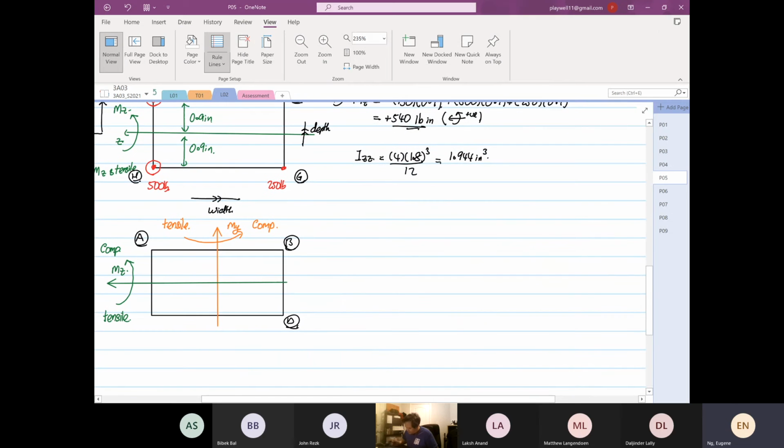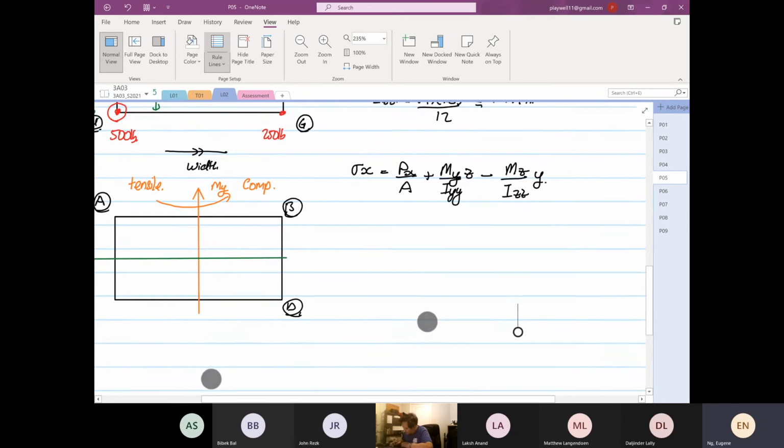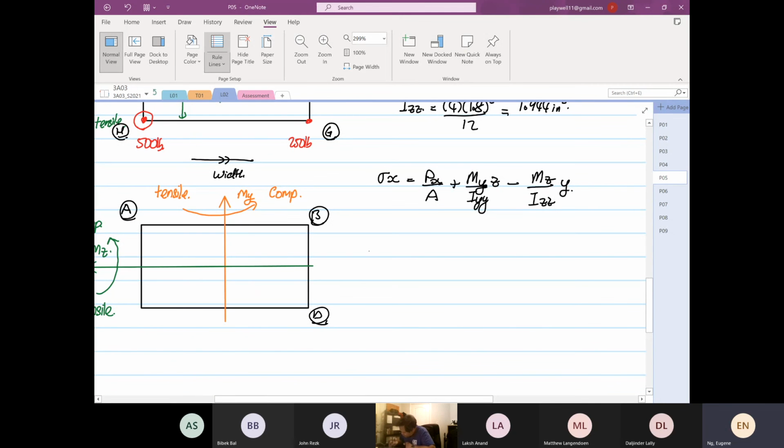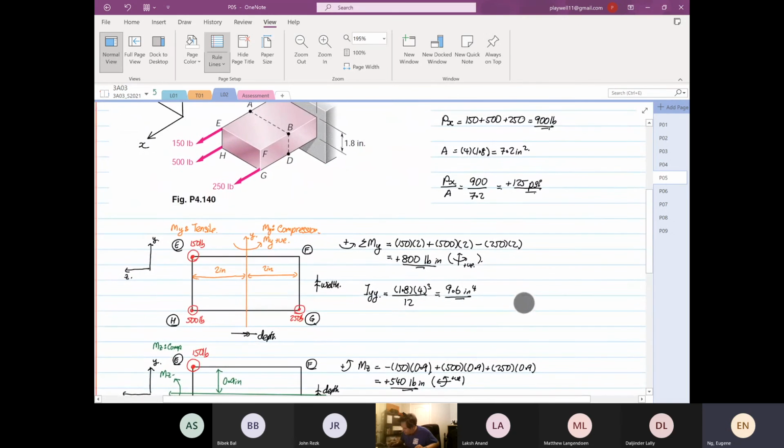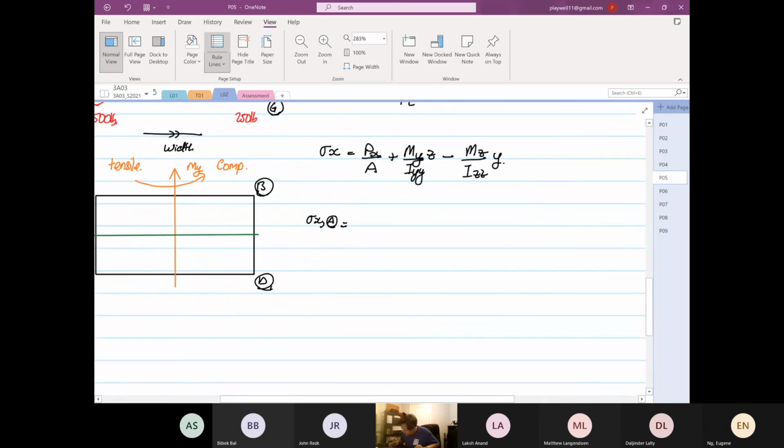So we are going to look at stress X. I'll write down the formula first. So it's P over A. As I said, don't worry about whether MY over IYY times Z is positive or negative. Don't worry about that. Okay, so if we look at point A, put in the values first. So stress X at point A. Px over A, which we calculated, is the same for everyone: 125.